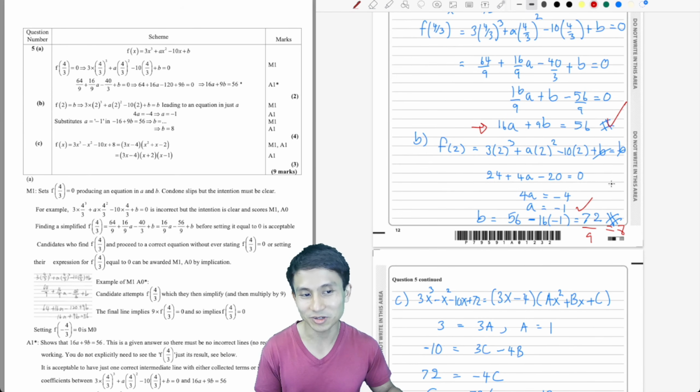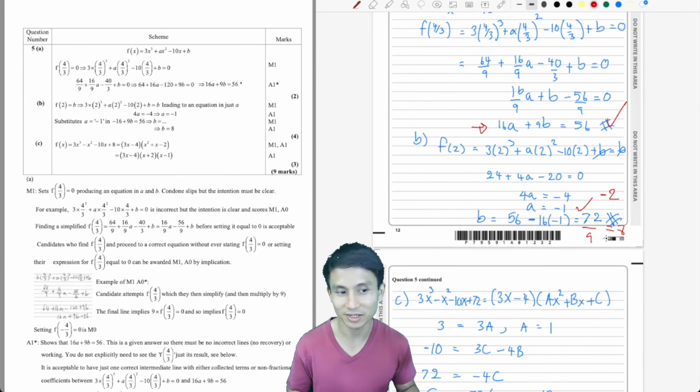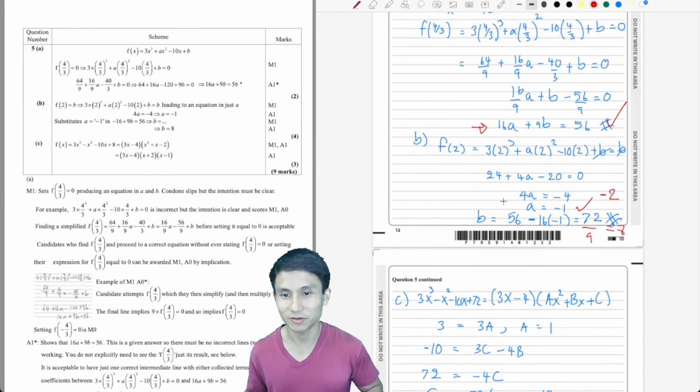I substituted kind of a wrong equation because, yeah, it is supposed to be dividing by 9. So I've got to lose 2 marks here to be harsh. I'm being fair, right?